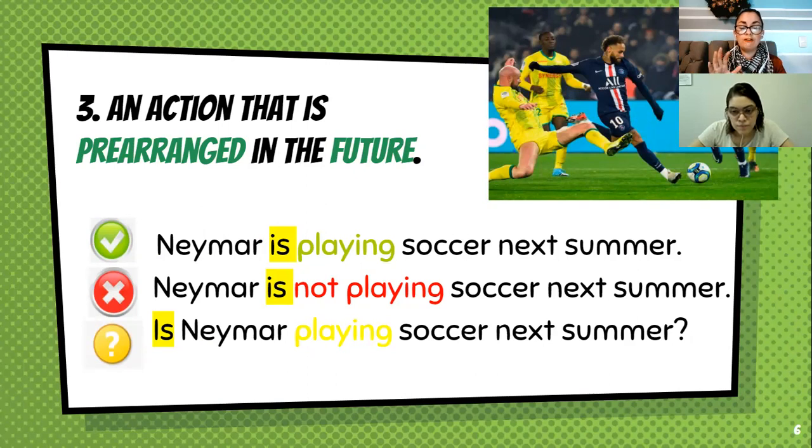We use the form going to. Voy, va a. Aquí lo vas a usar diferente. Claro que puedes decir is going to, pero ellos lo van a usar más de esta forma. Neymar is playing soccer next summer. Neymar estará jugando fútbol el próximo verano. Estará jugando.